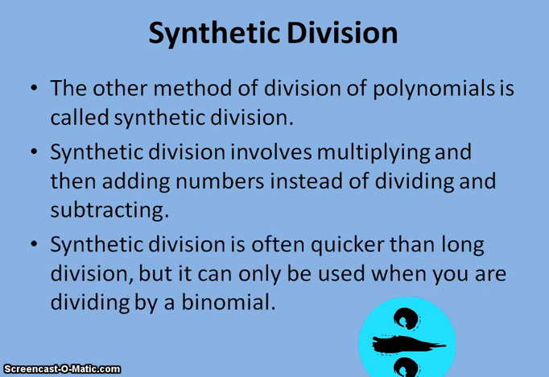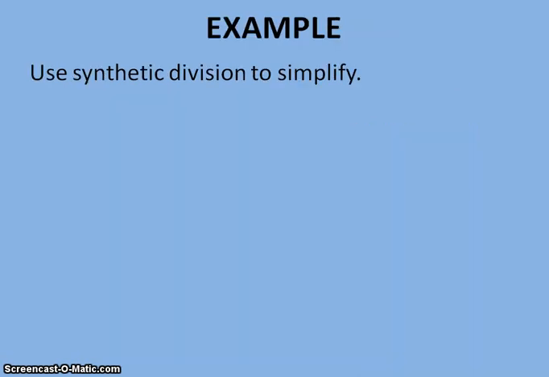It's often a lot quicker, but it can only be used when we're dividing by a binomial term. That means something with two terms in it. We'll double check what that means in just a second. I'll show you exactly what I'm talking about. But you can only use this in certain scenarios. We can't use it in longer cases.